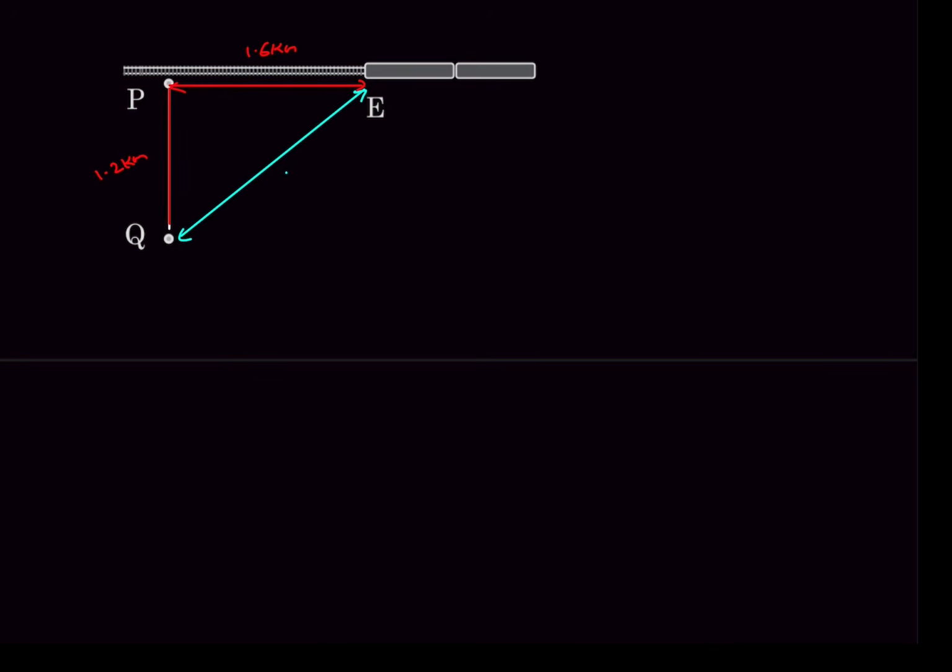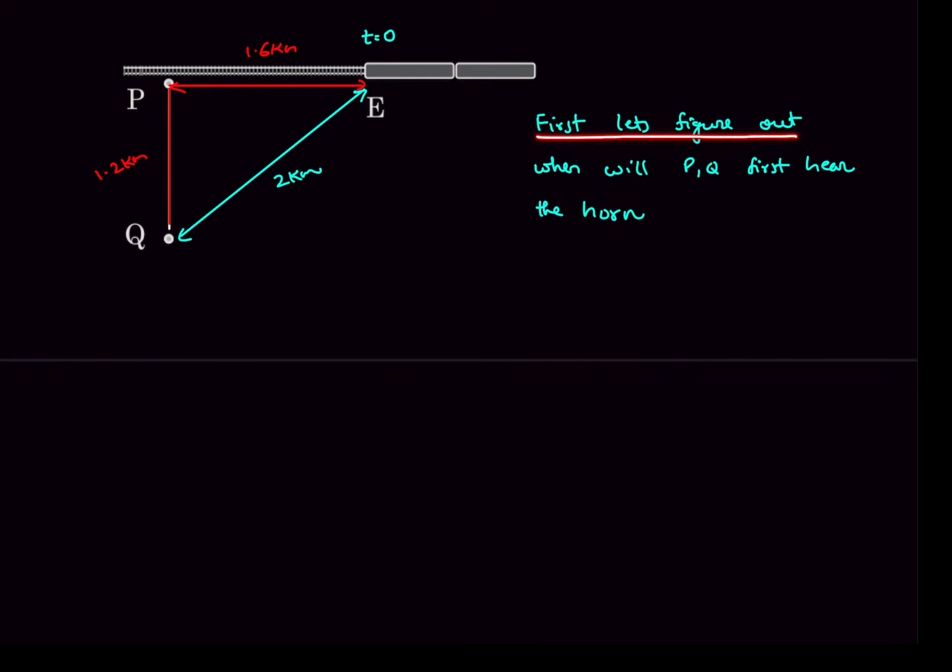So this is a similar triangle to the 3, 4, 5 triangle. So this distance is going to be 2 kilometers. Okay. So let's say this is instant t equal to 0 seconds. So here the driver just started honking. So the sound waves will take some finite amount of time to reach the village. And similarly, it will take some finite amount of time to reach the point P. Okay, so first let's figure out when will P and Q first hear the horn.